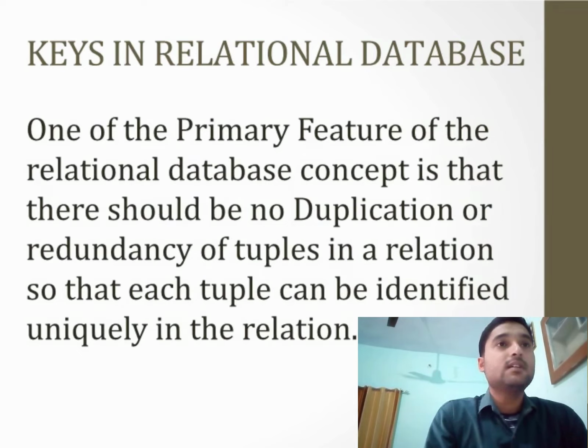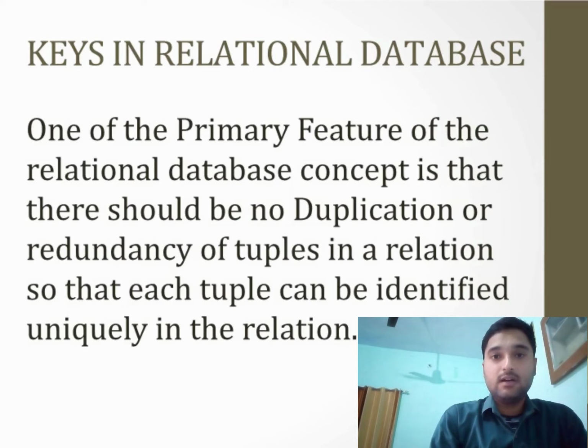One of the primary features of the relational database concept is that there should be no duplication or redundancy of rows in a table, so that each row can be identified uniquely in the table. So now maybe you understand this definition. It means there should be no duplication inside the database. Okay, I will give you an example.